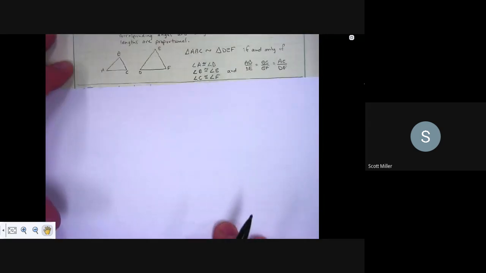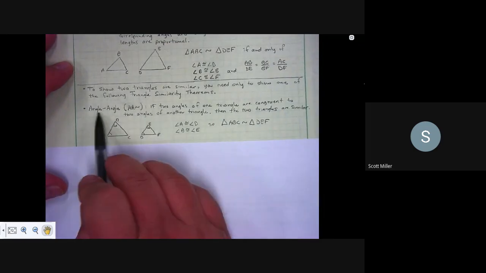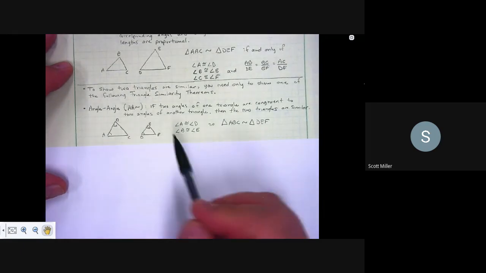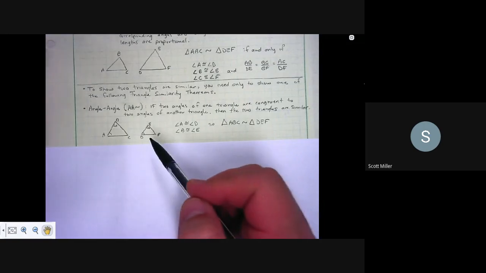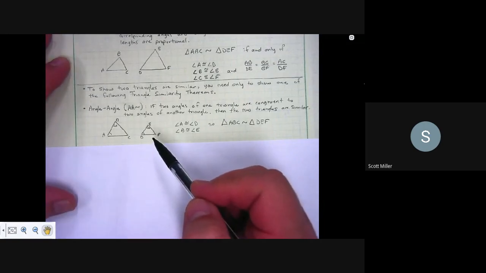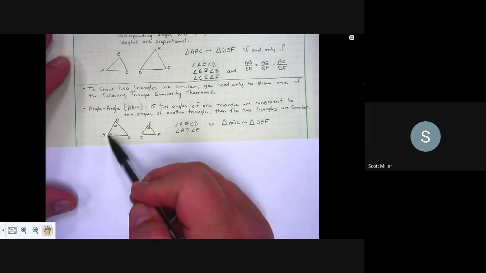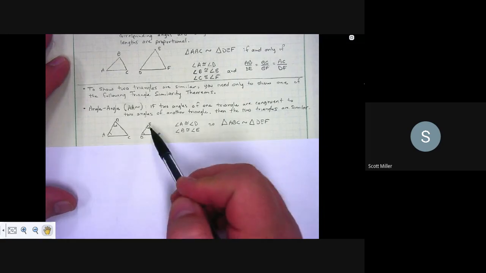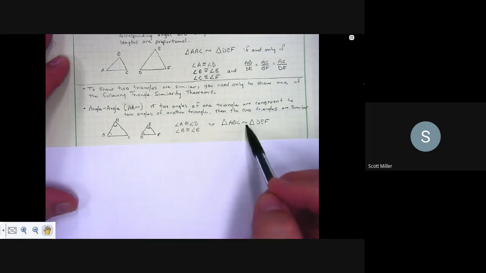Just like we had congruence properties for showing triangles are congruent, there are similarity properties, and here are some of them. The first one is angle-angle similarity. This is the minimum amount of information you need to show the two triangles will be similar. All I need is two angles. If two angles in one triangle are congruent to the corresponding two angles in the other triangle, then the two triangles are similar.